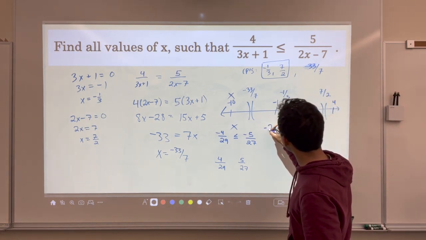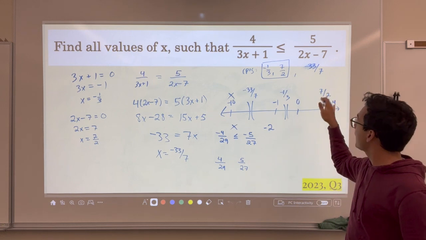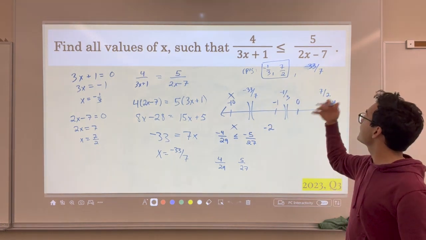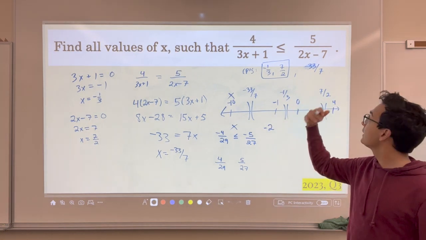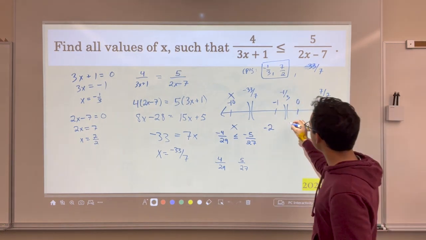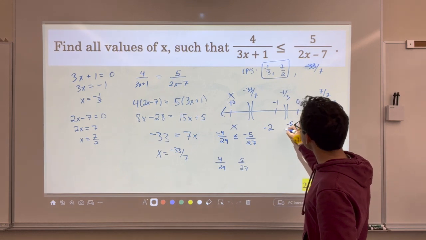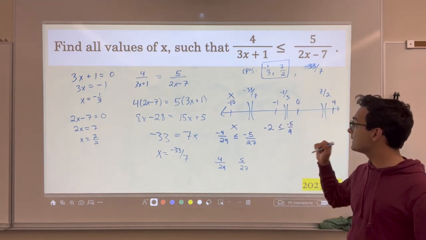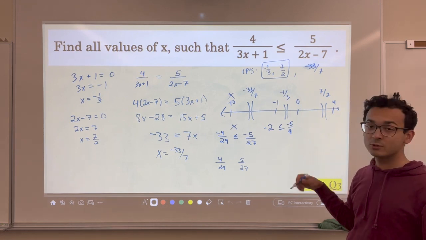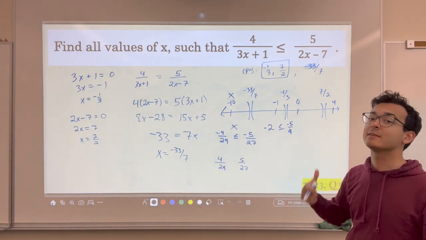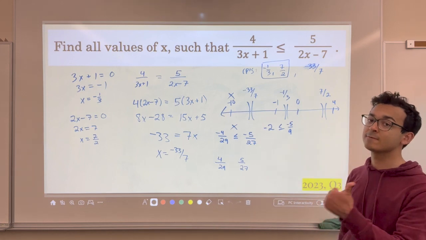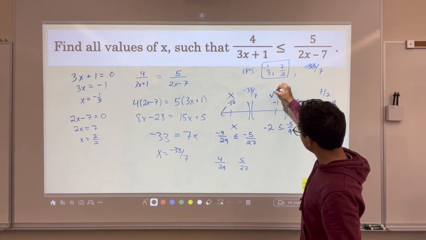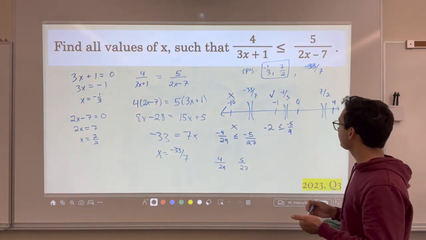So we're comparing a -2 here. And then on the other side, 2 times -1 is -2, minus the 7 is -9, 5 over -9 is just -5 over 9. And now it's asking us to confirm the validity of this statement. -2 is less than or equal to -5 over 9, and that is true. -2 is further to the left than -5 over 9. So that's a true statement, which means this interval is valid.